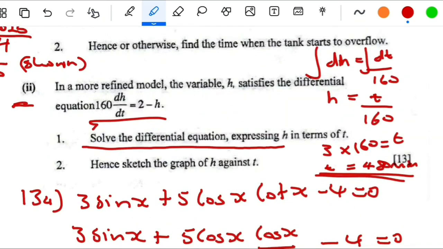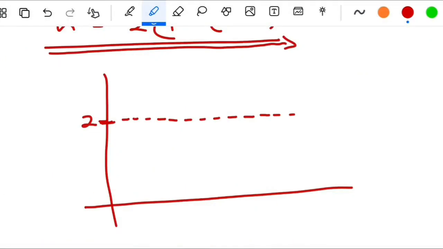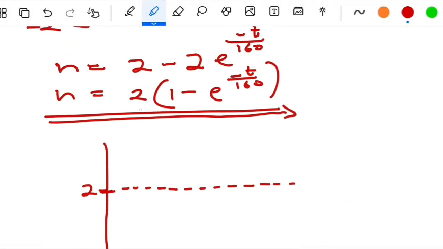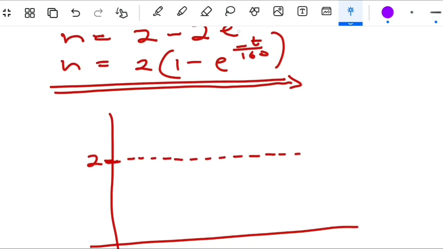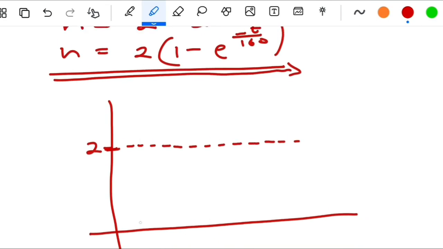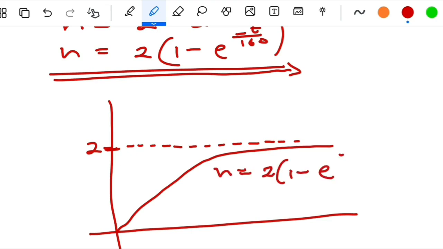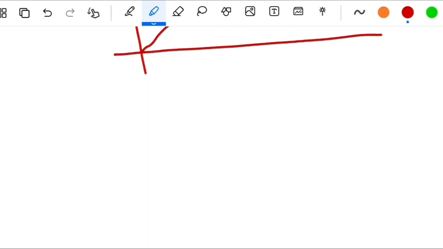So we've solved the differential equation. Now we're supposed to sketch the graph of h against t. Since we're transforming this upwards by 2, our 2 is our new asymptote, the line that we're not supposed to touch. So now what we have is this one. Okay, so this is our graph there: h equals 2 times 1 minus e to the power negative t over 160. Okay, so this is the end of this paper.